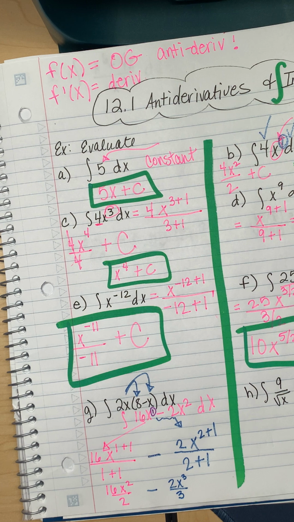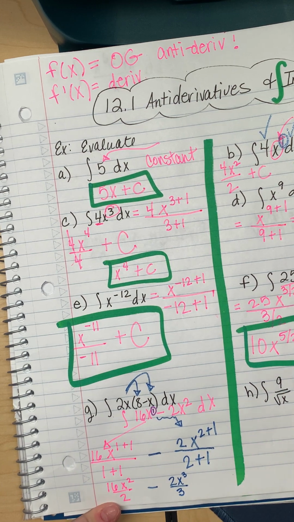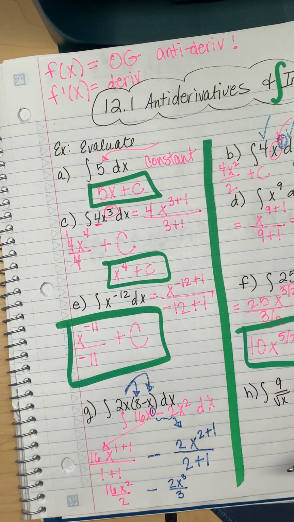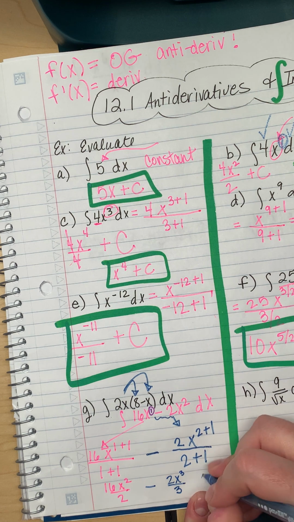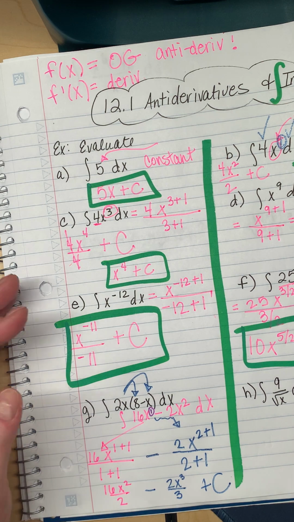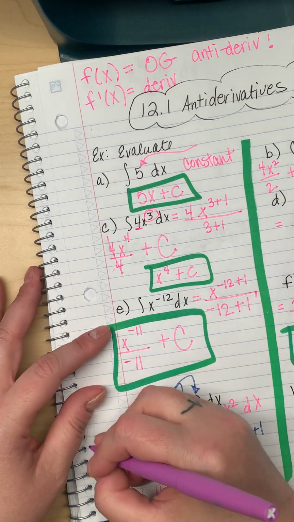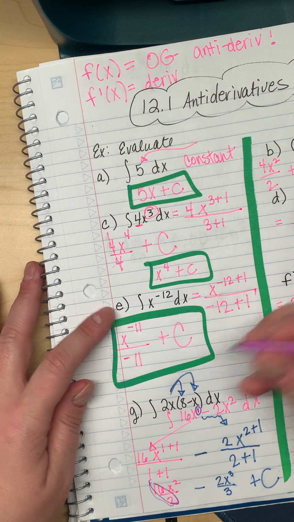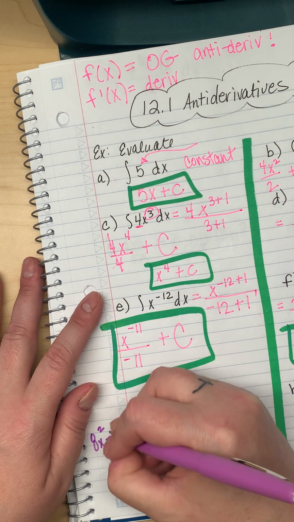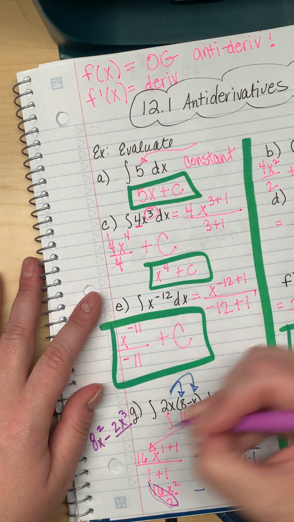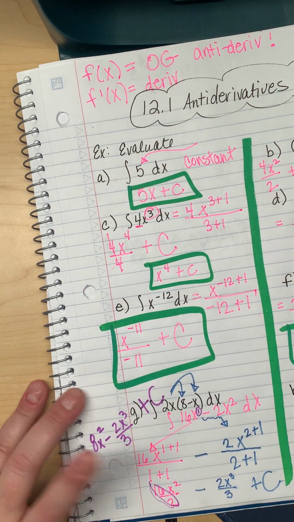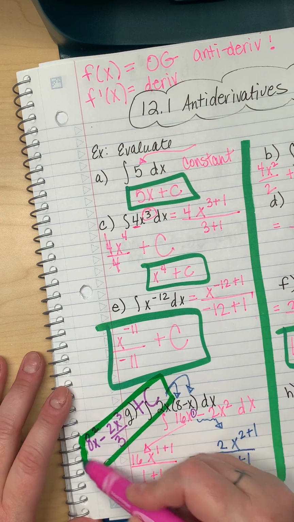And then the only thing we're going to do is maybe clean up this 16 over 2 to make a big fat 8. And then maybe put a plus C on the back end. And you just have to put plus C once, not twice. So let's see here. My final answer is going to be 16 divided by 2, 8x squared minus 2x cubed over 3. And then a big fat plus C. Hey, baby, done with that one.